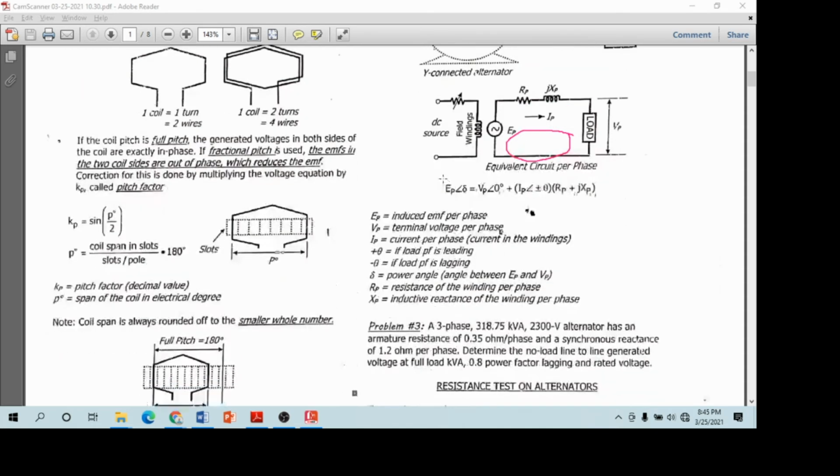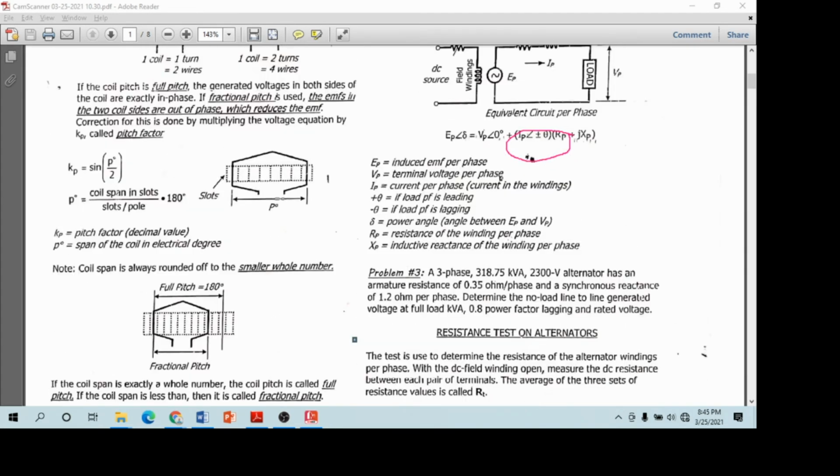Okay? So let's have an example. A three-phase 318.75 kVA, 2,300 volts alternator has an armature resistance of 0.35 ohm per phase and a synchronous reactance of 1.2 ohm per phase. Determine the no-load line-to-line generated voltage at full load kVA, 0.8 power factor lagging, and rated voltage.